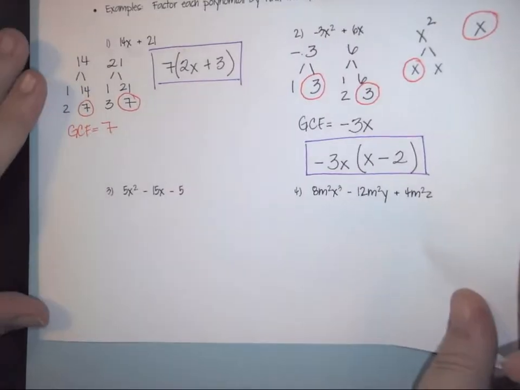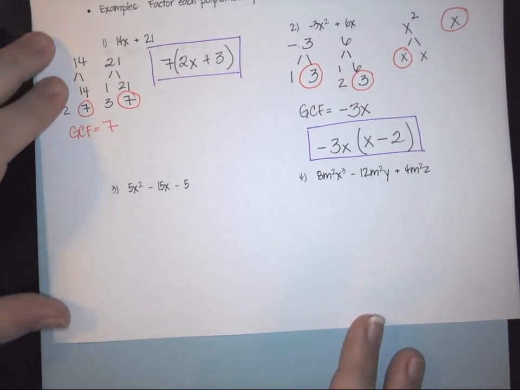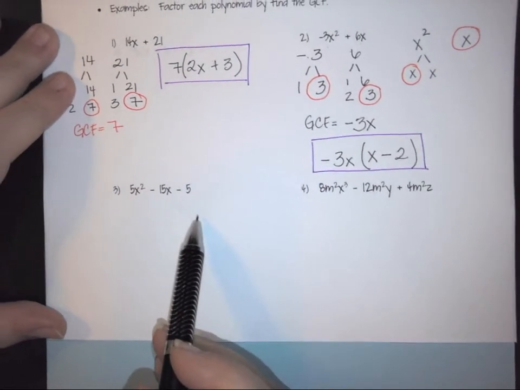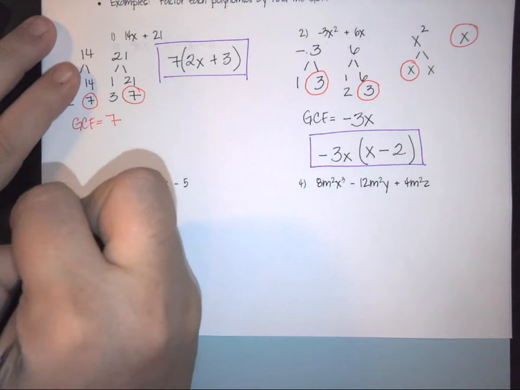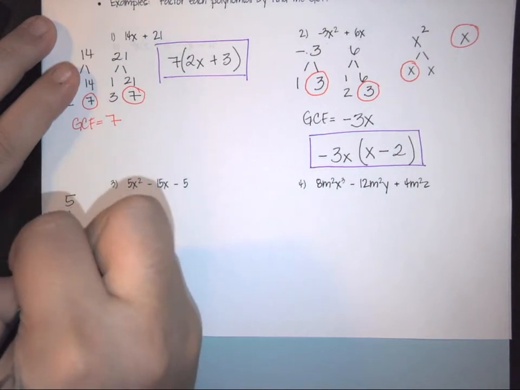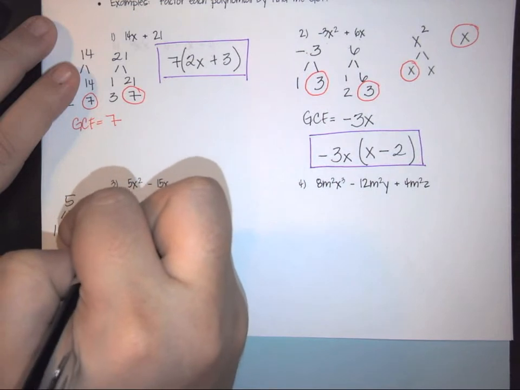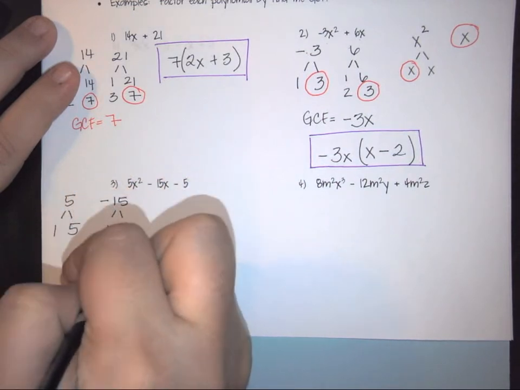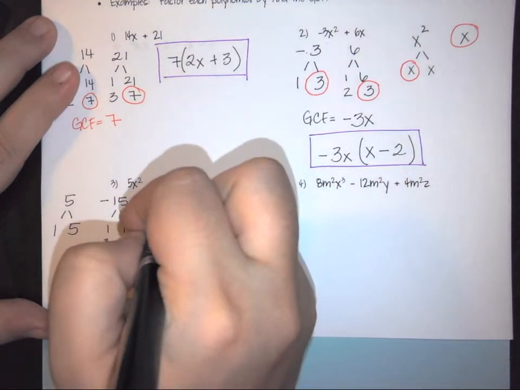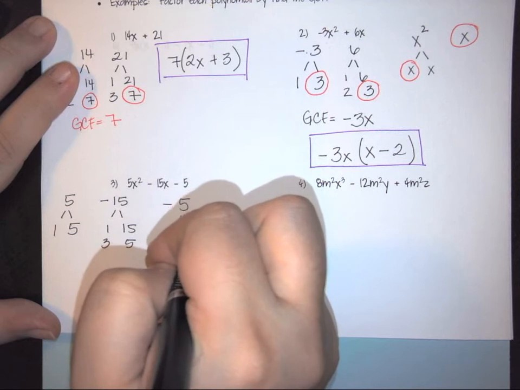Okay, let's look at another one. So here I have 5x squared minus 15x minus 5. So again, I want to look at greatest common factors. So if I look at 5, this is 1 and 5, and that's it. I have a negative 15, so this becomes 1 and 15, 3 and 5. And then I have, again, a negative 5, so in this case I have 1 and 5.